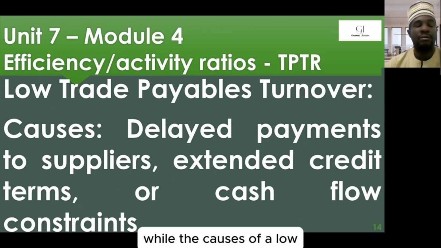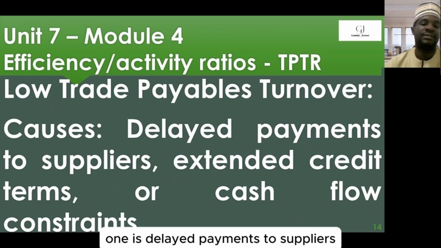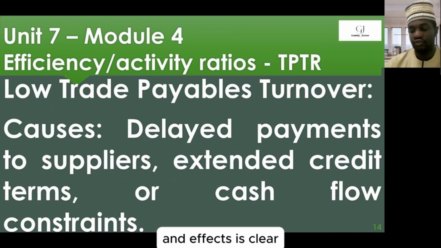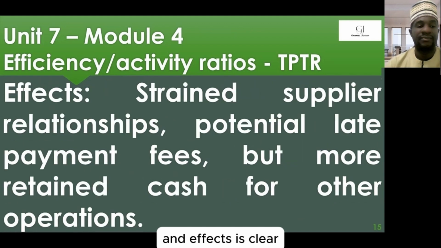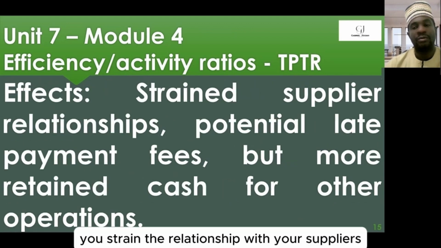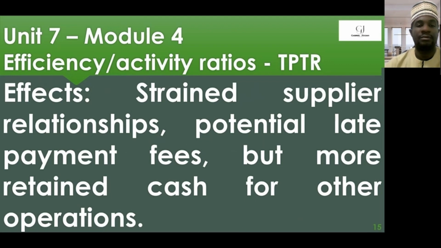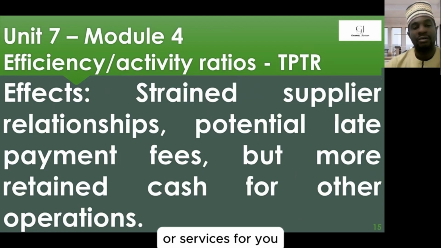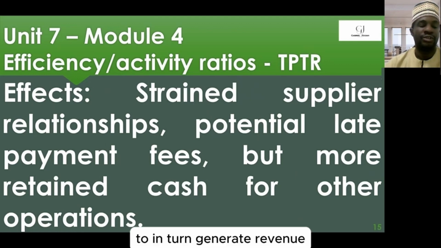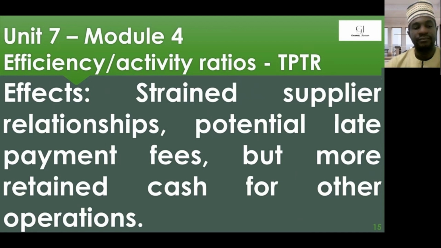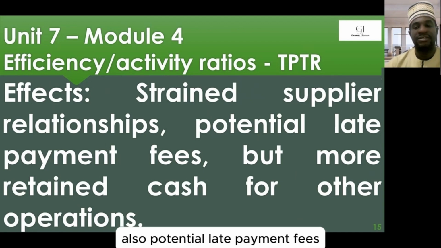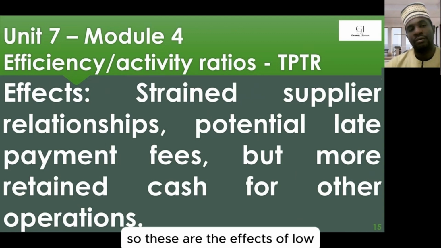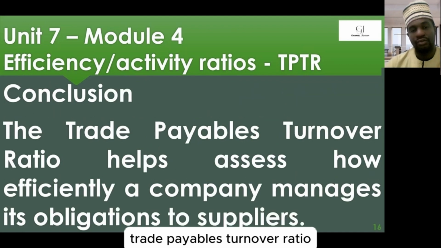While the causes of a low one are delayed payments to suppliers, extended credit terms, or cash flow constraints. And the effect is clear. You strain the relationship with your suppliers, who in future may not be able to provide raw materials or services for you to in turn generate revenue. Also potential late payment fees, and more restrained cash for other operations. So these are the effects of a low trade payables turnover ratio.